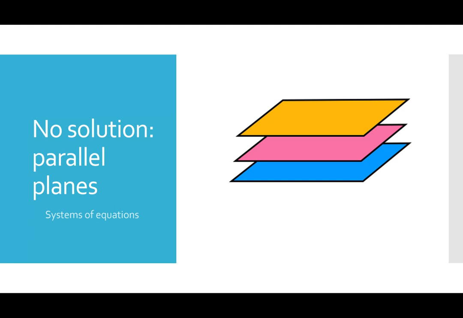Now, this one's a little bit more obvious because we have three parallel planes. Remember, a solution is where planes meet, so if they're parallel, they're never going to meet at all. So we can see that we have no solution in this case. Let's look at our contextual example to see how this comes about.